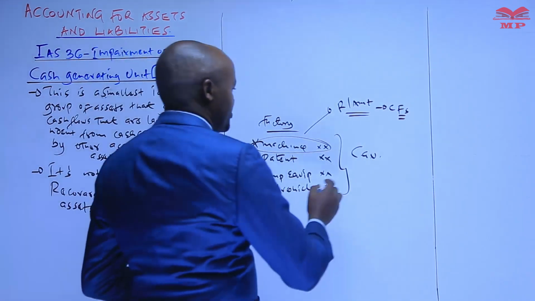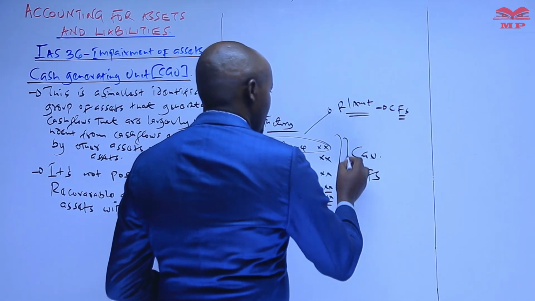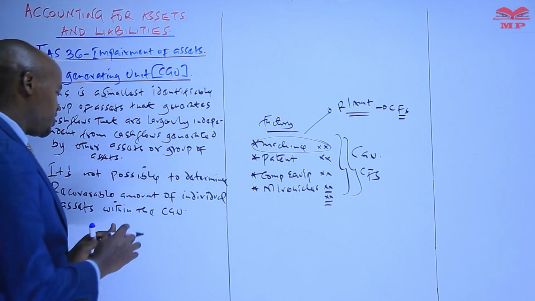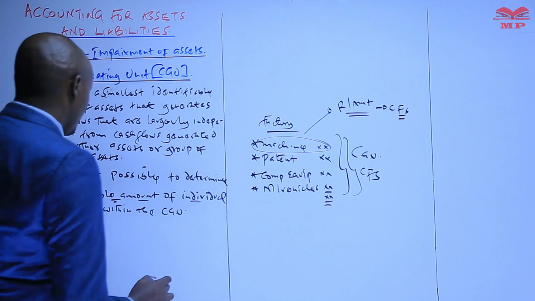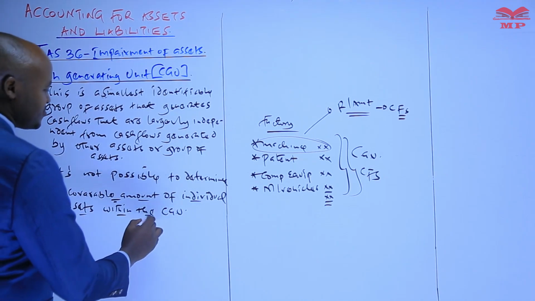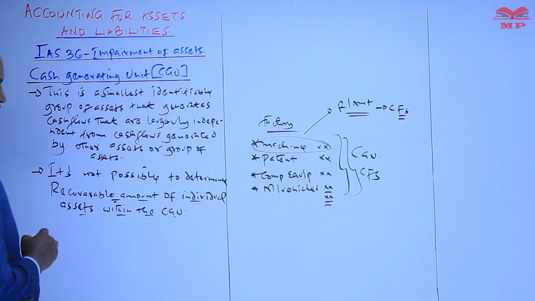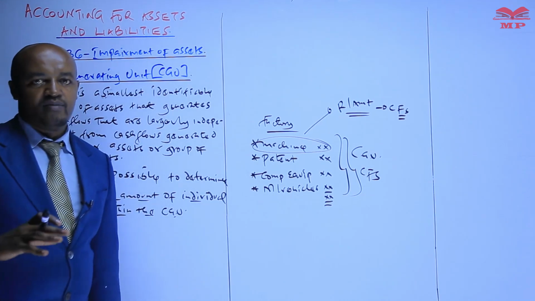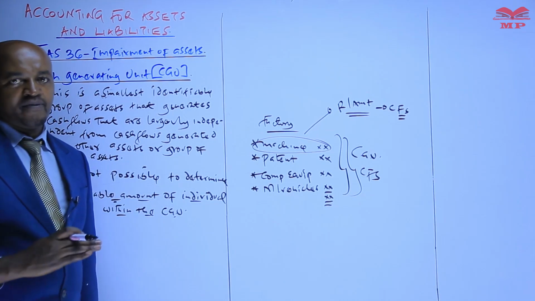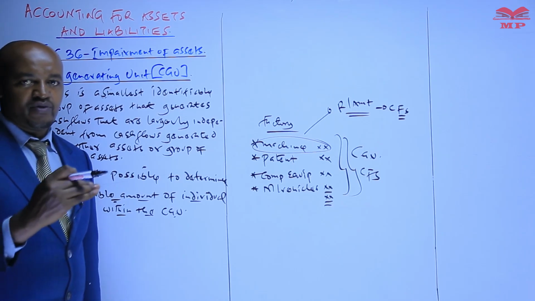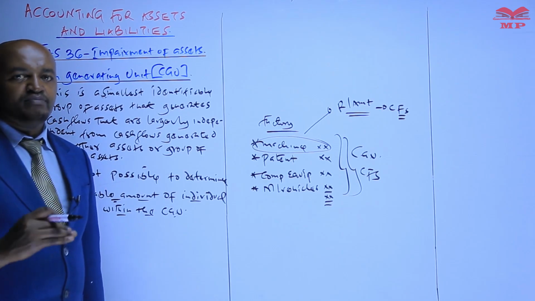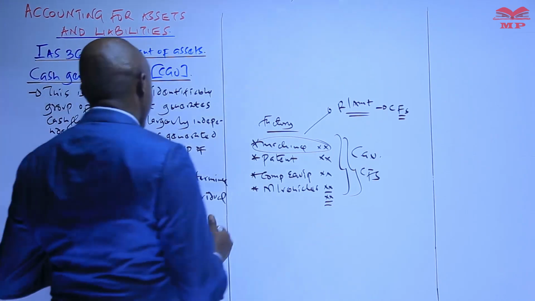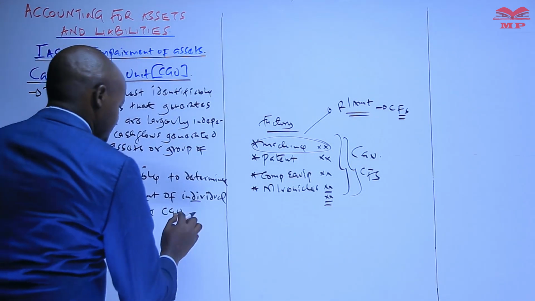We are saying the machine itself does not generate cash flow on its own. The cash flow is generated by all these assets as a group. That's why we are saying it is not possible to determine the recoverable amount of an individual asset within the cash generating unit. So instead, we determine the recoverable amount of the cash generating unit, and further we go ahead and determine the impairment loss of the cash generating unit.